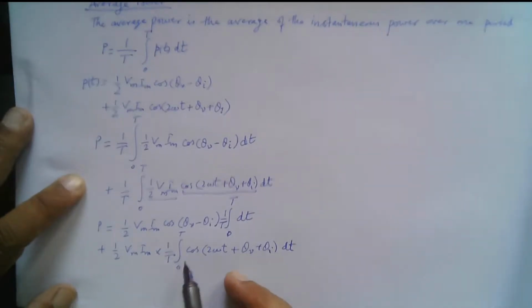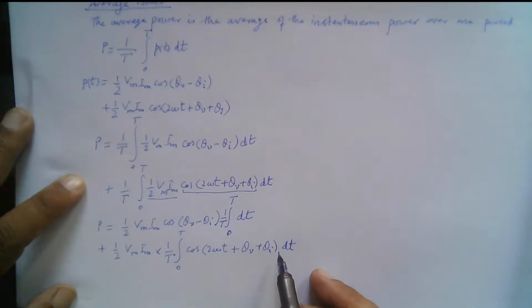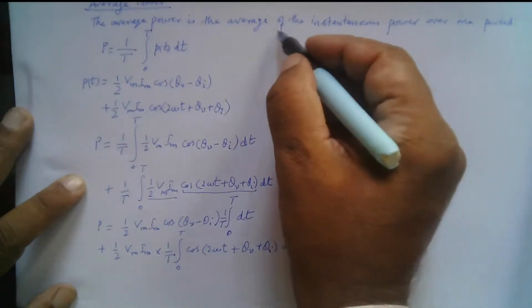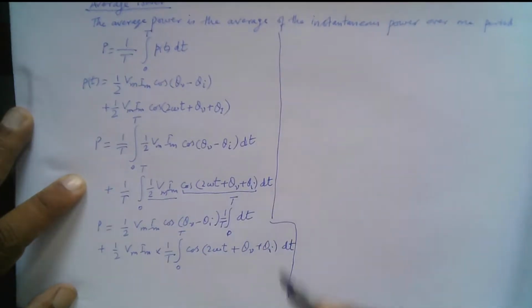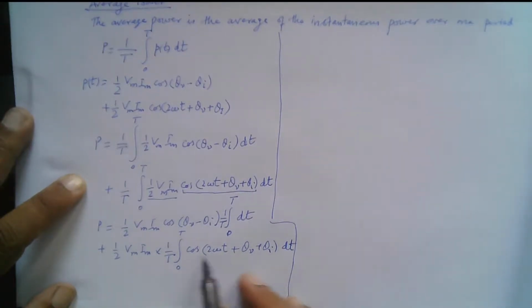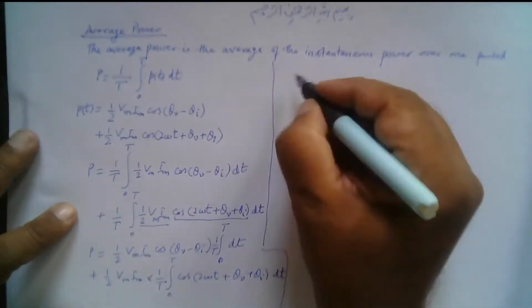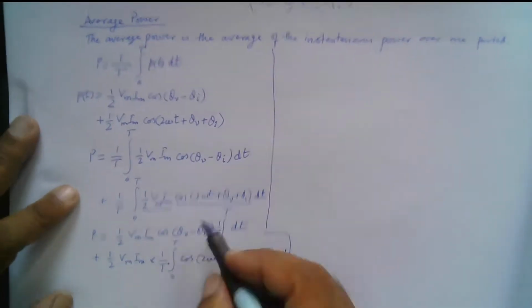And this is the integral of a sinusoidal term. We know that the integral of a sinusoidal term is 0, right? Integral of a sinusoidal term is 0. So this part reduces to 0. So we are left with only this term here.